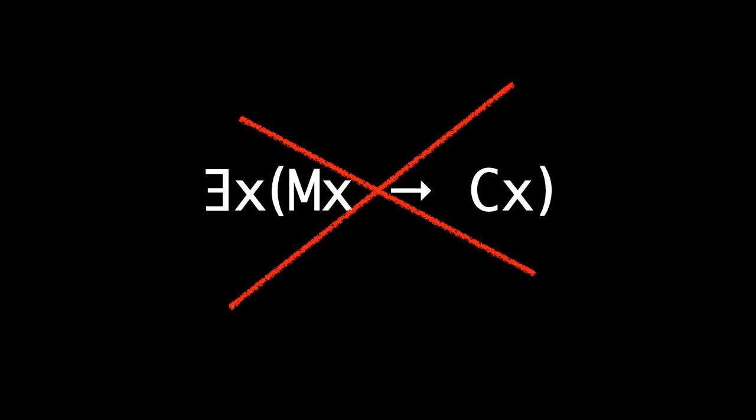Although there's technically a sentence of QL that looks like this, it's not a clear translation of any English sentence. So I'm just going to put a red X over it. Don't write an arrow inside the scope of an existential quantifier. In general, it just won't mean what you want it to mean. Don't do it.